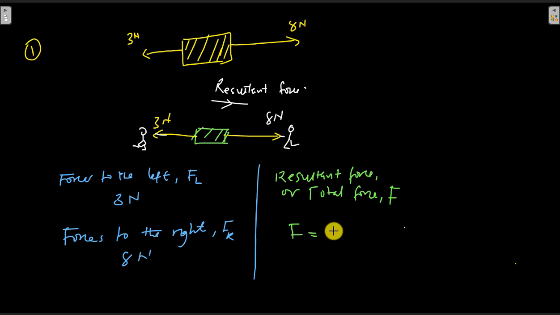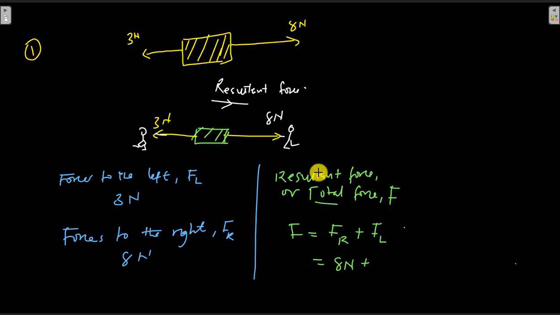So F is going to be equal to the sum of forces, of course, since I'm finding the total force. So I add all the forces to the right plus all the forces to the left. I can begin with whichever I want. So there we go. The forces to the right, we only have one force of 8 newtons. The forces to the left, we only have one force of 3 newtons.